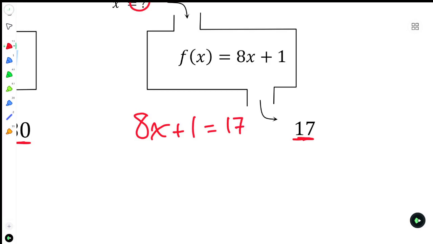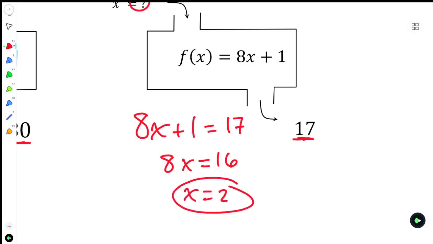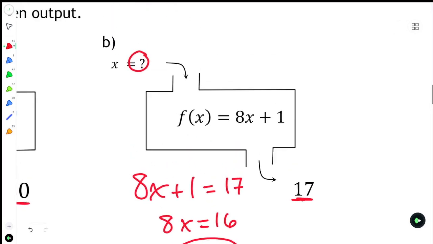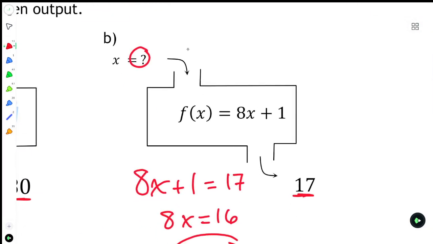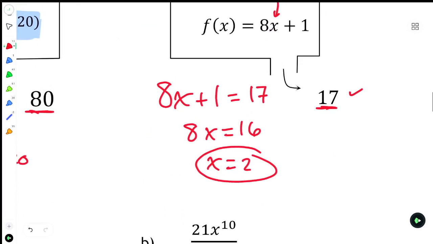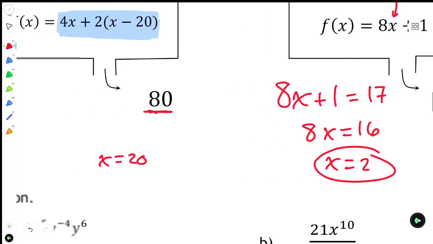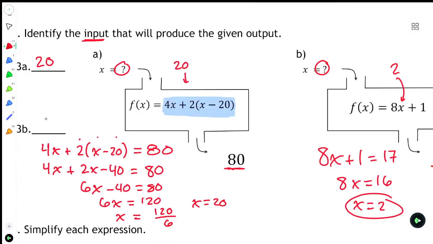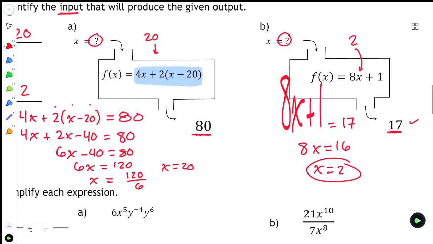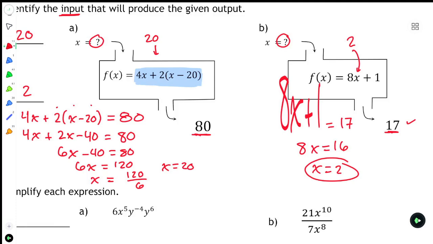To solve for x, I would subtract 1 from both sides, so I get that 8x is 16. And then I divide both sides by 8, and I get that x is 2. So 2 should be the correct input. That's easy for me to visually check. If 2 goes into this function, 8 times 2 is 16 plus 1 more is definitely 17. So the correct input would be 2. If x is 2, when 2 goes into that function, it produces an output of 17. All right, we're now going on to part A.